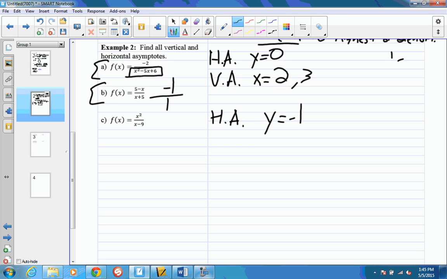Vertical asymptotes. The only thing I care about with vertical, guys, is the denominator. Anything can happen up top, don't care about it. So I've got x plus 5. Can I factor that at all? No, so let's just set that equal to 0. X equals -5. If you're not sure about that, plug in -5. So -5 plus 5 is 0, and I'll have a 0 on the bottom, and that means I'm undefined. So a vertical asymptote at x equals -5.